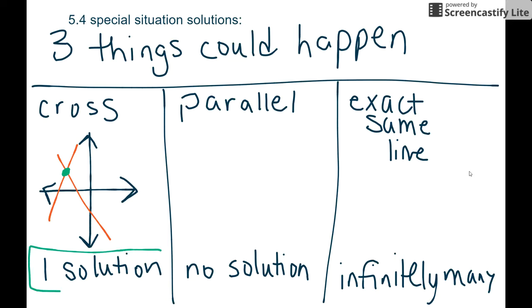So that's what we have been doing the first three sections. We've just been getting one answer. We have an answer like -2, 2. That's a one solution. That's what we have been doing.